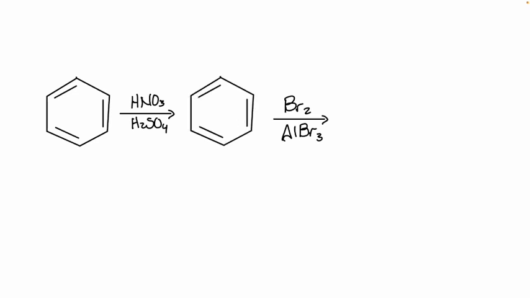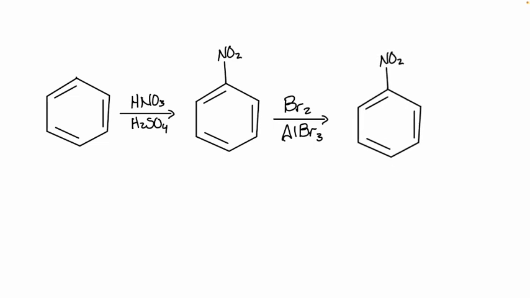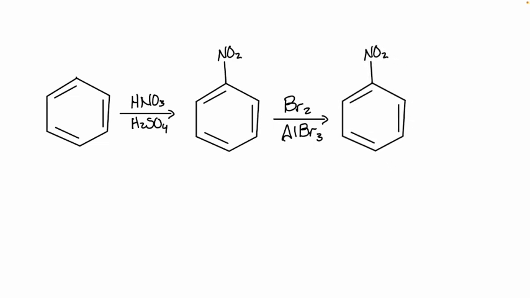Right, so step one, it's going to put a nitro group on that ring. Step two is going to put a bromine on that ring. But in what position? Right, so this one, we have to look at what's already on the ring. The bromine doesn't get to decide. It's what's already on the ring that gets to decide. And this is a meta director, so it's going to be directed to that meta position.